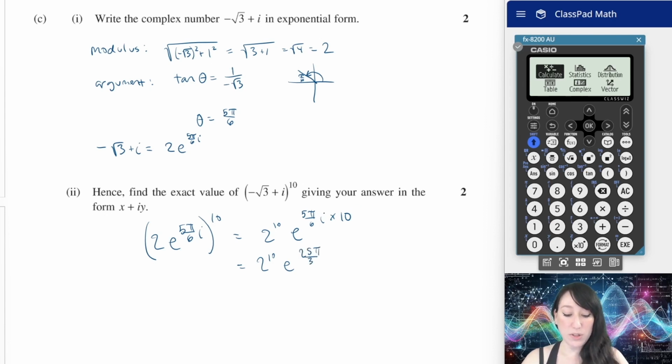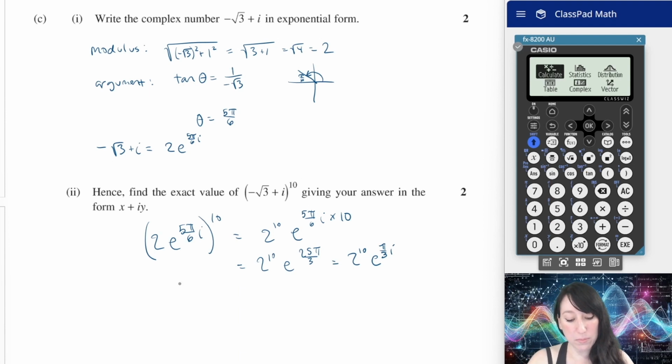Now, we might want to convert that argument to a principal argument and then convert back into x plus iy form. 3 goes into 25 8 times. So we would make 4 revolutions and then have 1/3 of a pi left over.